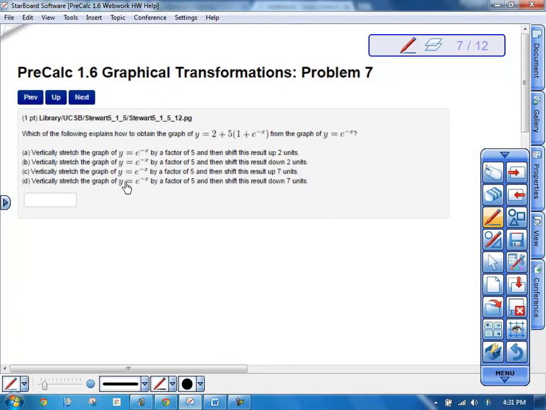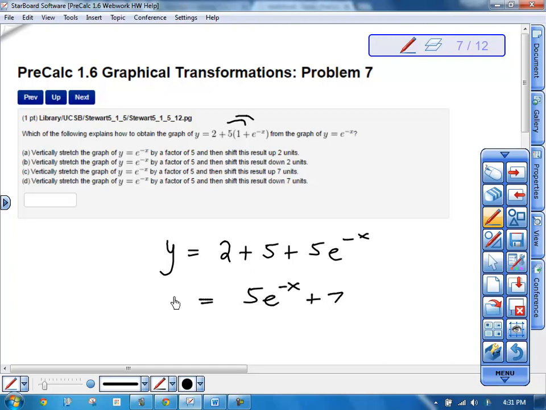Okay, the next problem wants us to pick how this graph has been transformed from y equals e to the negative x. So I'm going to have to rearrange this a little bit so it makes more sense to me. I'll distribute the 5 to both terms, so I get 5 plus 5e to the negative x, and I'll add like terms. I'll make this 5e to the negative x plus 7. Alright, so now I can see it's been shifted up 7 units. That's that. So it's got to be this one then.